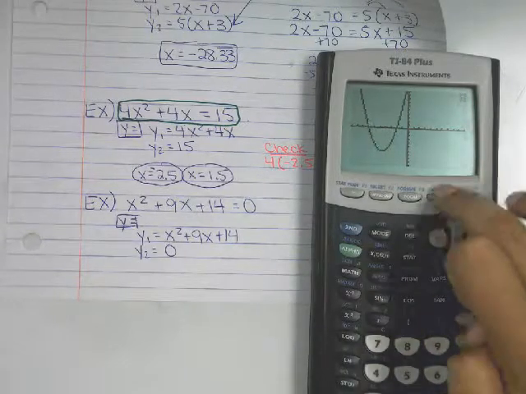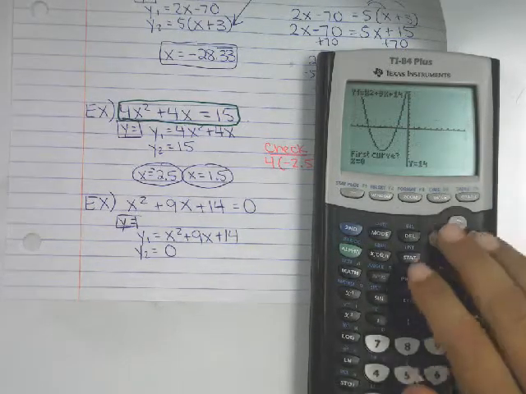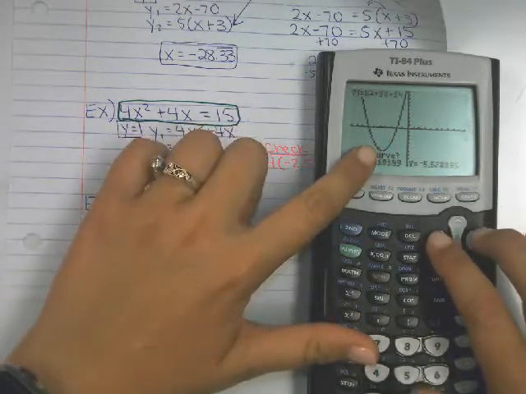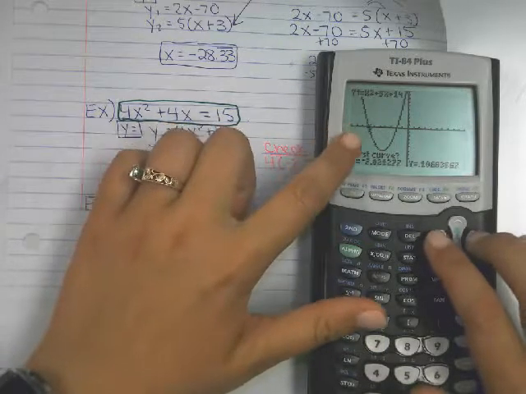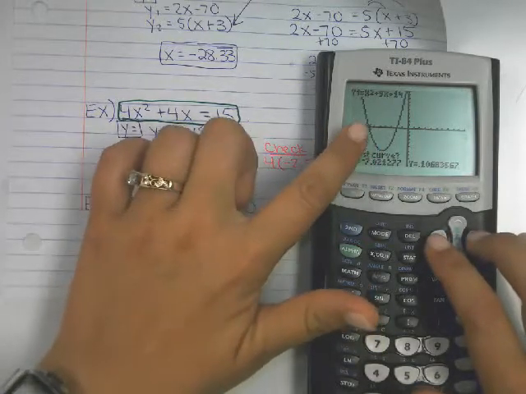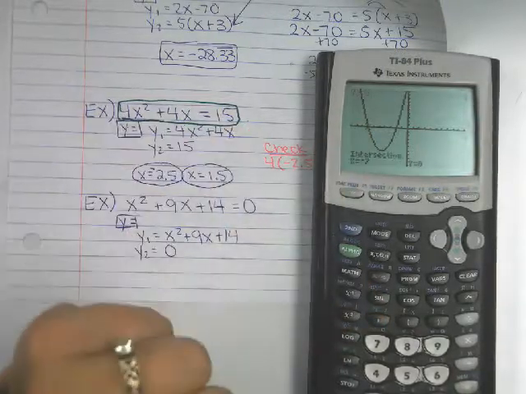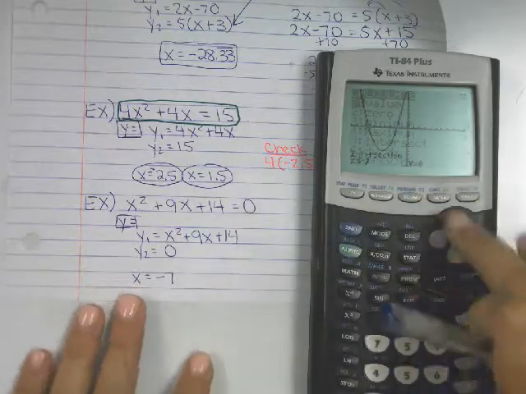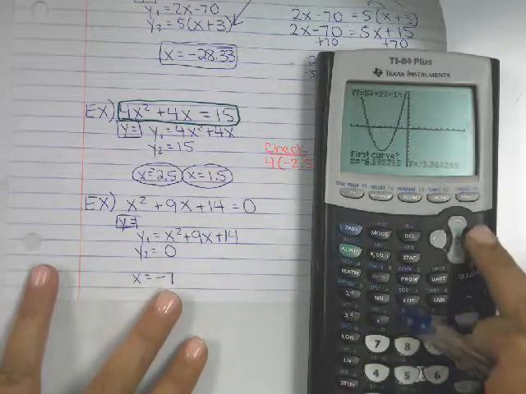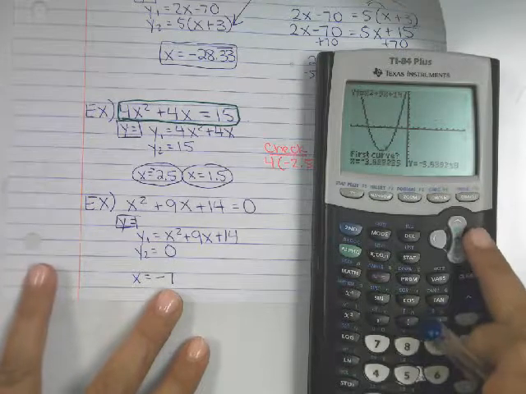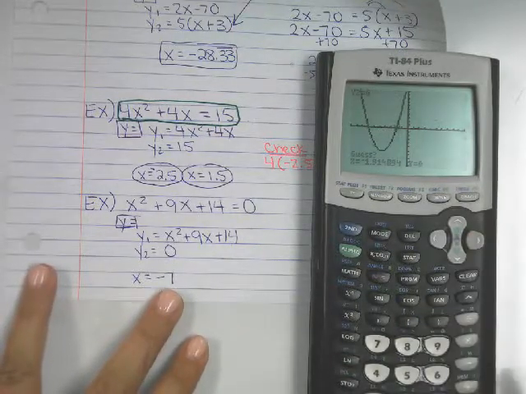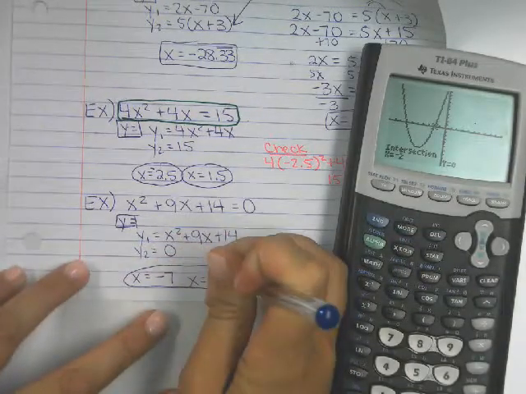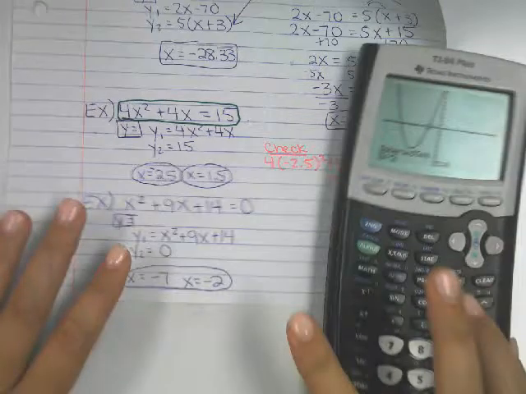All right. Second, calculate. Intersect. And I like to get my cursor, I like to help out my graphing calculator and find that point. So by getting close to it, I'm helping it out. I'm saying this is the point I'm looking for. Enter, enter, enter. Negative 7. And if we do the same thing with the other point, scroll over and get closer to it. Enter, enter, enter 3 times. X equals negative 2.